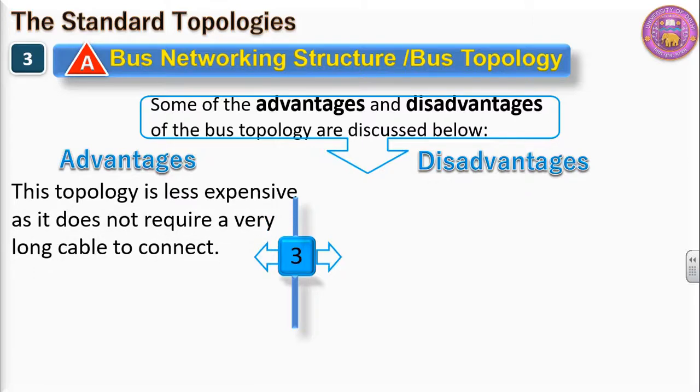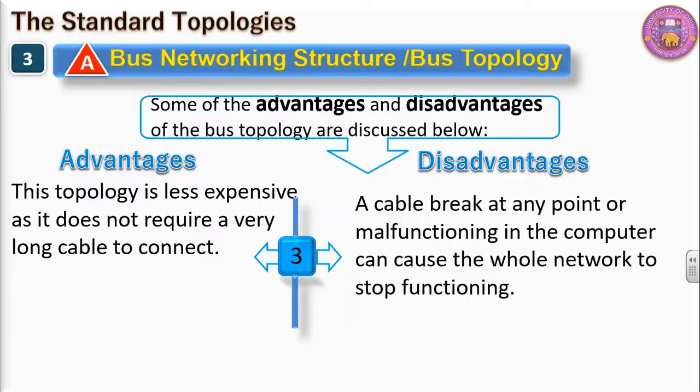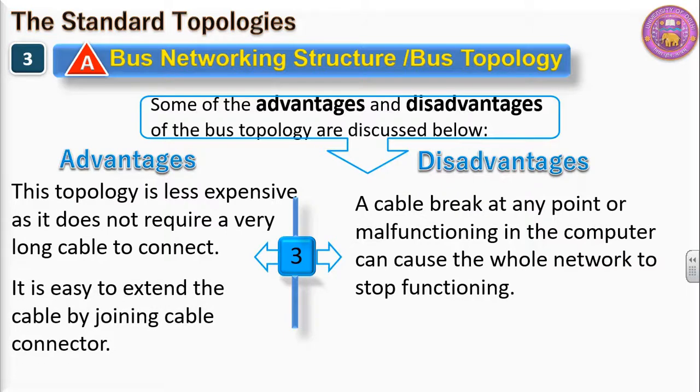Another advantage is that bus topology is less expensive as it does not require a very long cable to connect. At the same time, the disadvantage is a cable break at any point or malfunctioning in the computer can cause the whole network to stop functioning. And one of the advantages is that it is easy to extend the cable by joining cable connector. So the length of the cable can be increased by joining cable connectors.